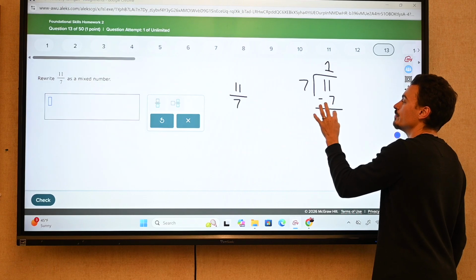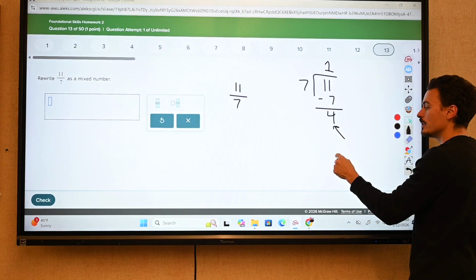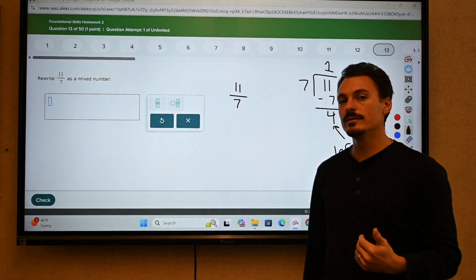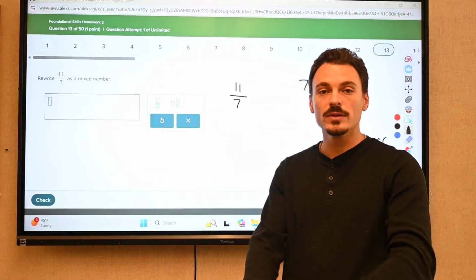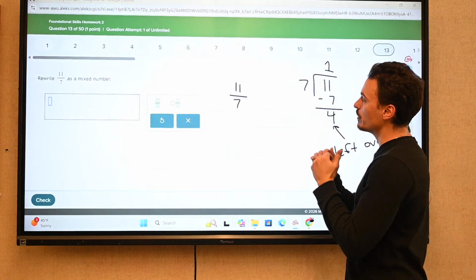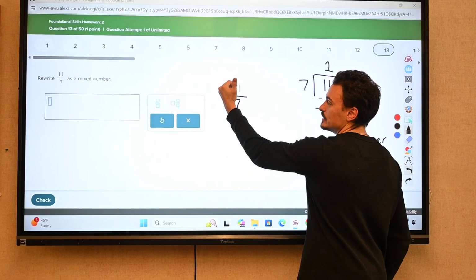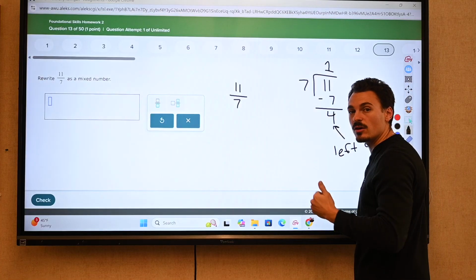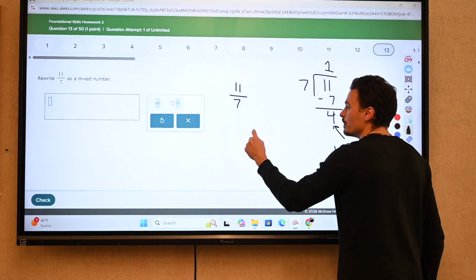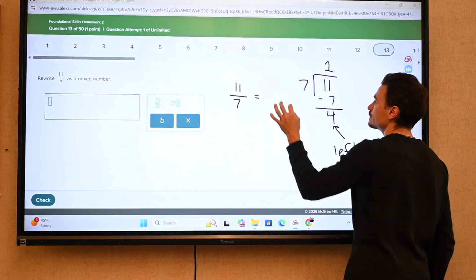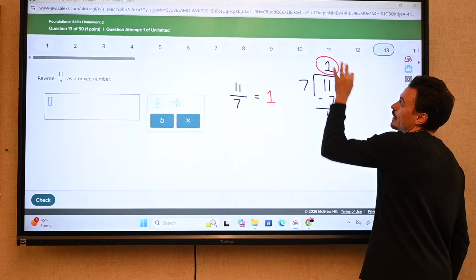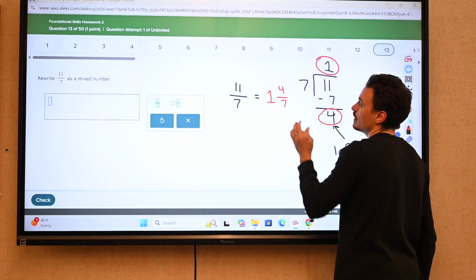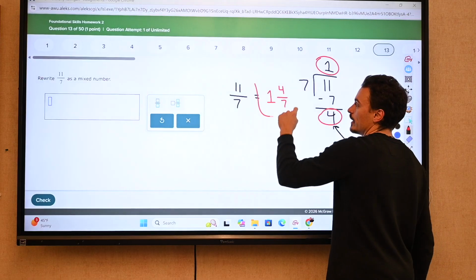With 4 left over. That's our leftover. Since we're dividing by 7, we're taking sevenths of 11. So one whole number, 7 out of 7, fits into 11 with 4 left over. So 4 out of the 7 are left over. So we have one whole right here, and then right here we have 4 left over. So 4 out of the 7 are left over. And this would be our answer.